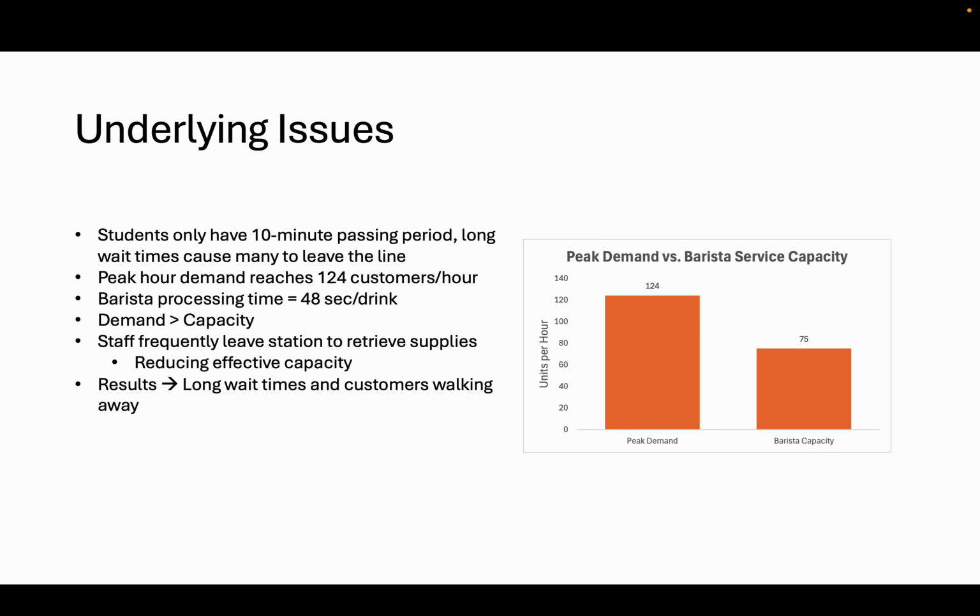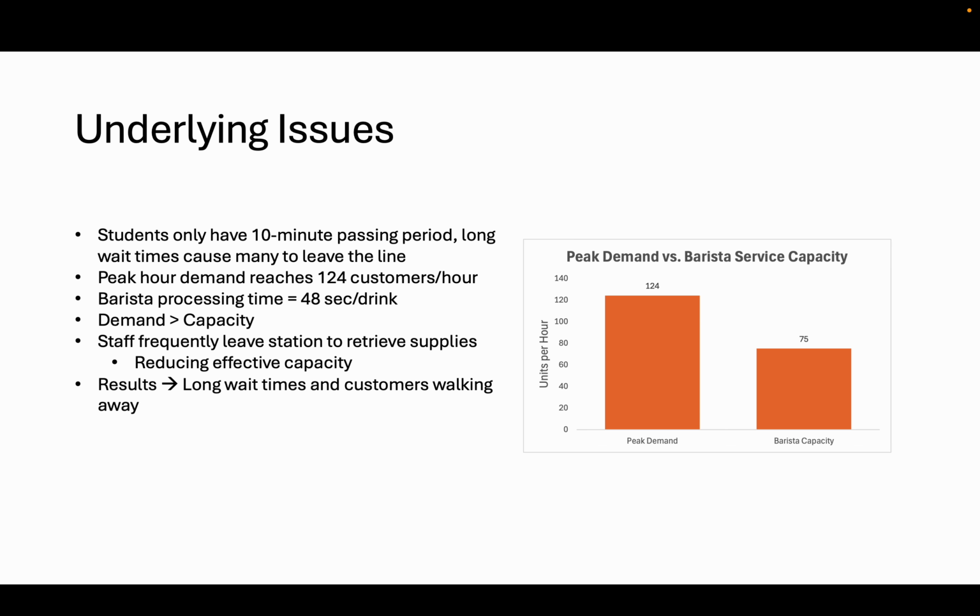This is calculated using the formula capacity equals number of workstations times available time divided by time per drink. Since there's only one barista workstation, we can take 3,600 seconds per hour divided by 48 seconds. The 48 seconds represent the total time it takes for the barista to complete all drink preparation steps. This results in a capacity of about 75 drinks per hour. This creates a clear mismatch where demand is greater than capacity, especially during peak times.